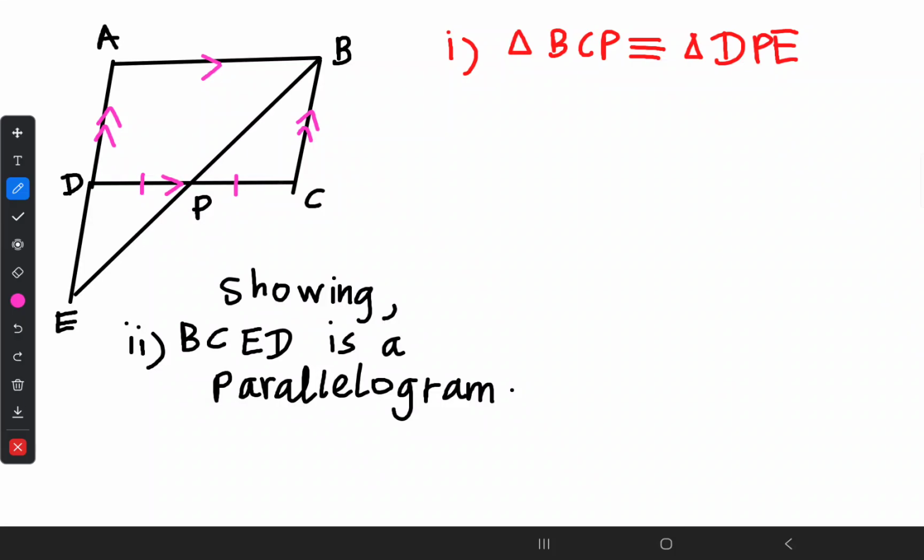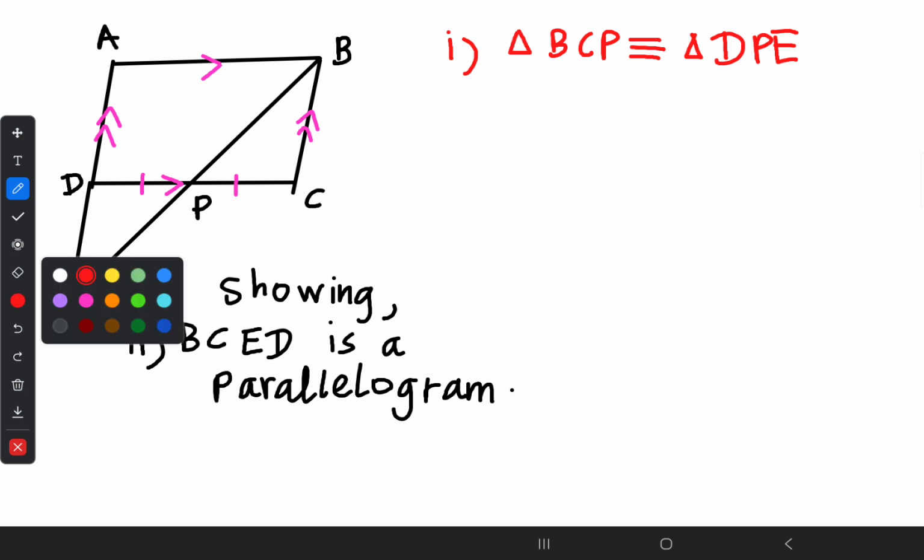First, you should show that in the given diagram ABCD is a parallelogram. So you should use the data to show triangle BCP. First, I'll denote that one. This is our triangle in concern, BCP and triangle DPE. We are going to show these two are congruent with each other by using any kind of data. You can use any kind of data.